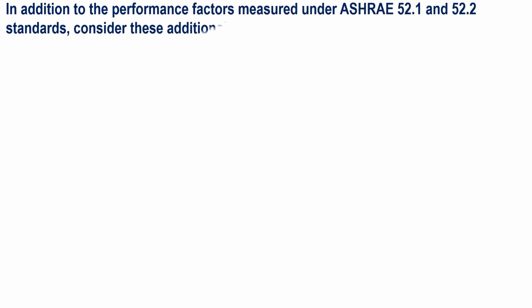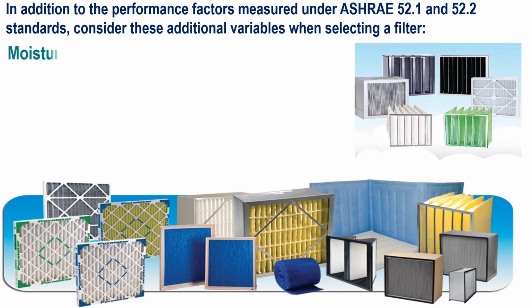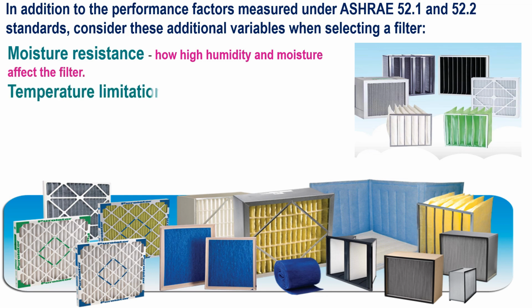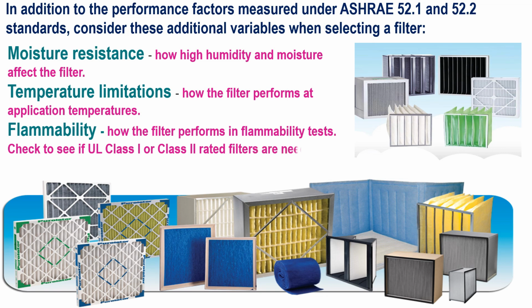In addition to the performance factors, measured under ASHRAE 52.1 and 52.2 standards, consider these additional variables when selecting a filter. Moisture resistance: how high humidity and moisture affect the filter. Temperature limitations: how the filter performs at application temperatures. Flammability: how the filter performs in flammability tests. Check to see if UL Class I or Class II rated filters are needed to conform to local building codes.